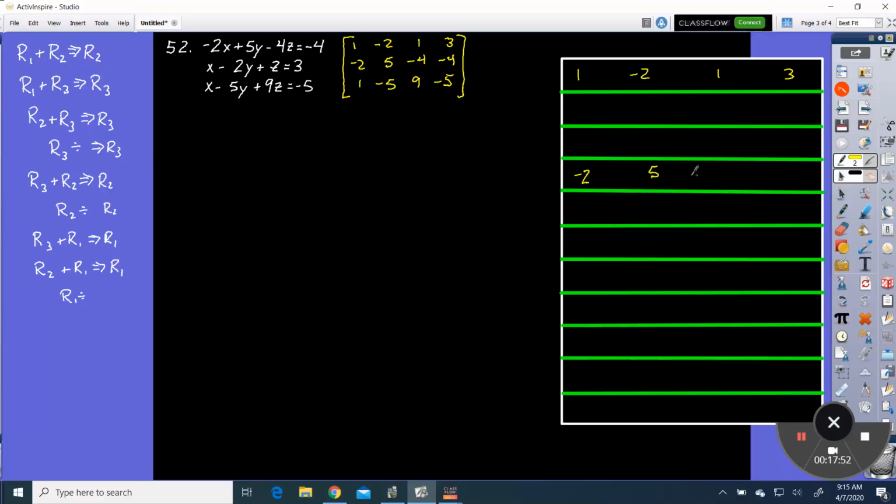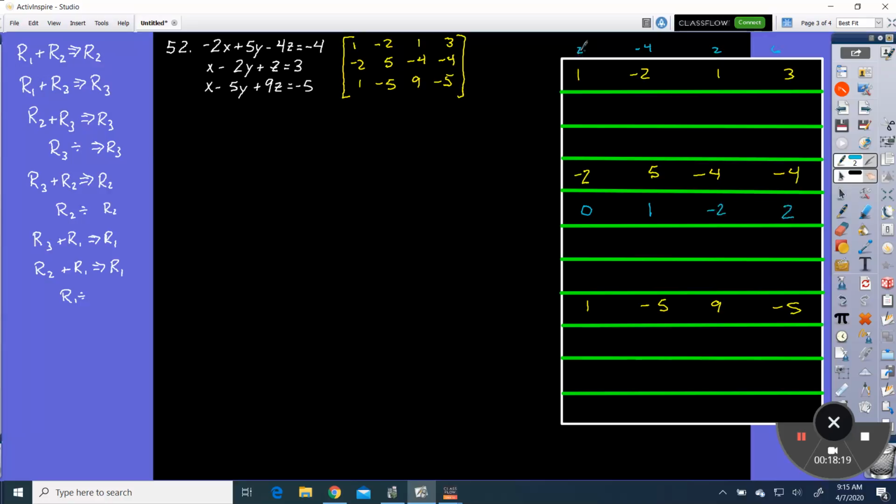Negative 2, 5, negative 4, negative 4. Skip 3. 1, negative 5, 9, negative 5. So I'm going to go 2 times all of this, so that makes 2, negative 4, 2, and 6. I'm going to add that to this middle row, so I get 0, 1, negative 4 plus 2 is negative 2. 6 minus 4 is 2.